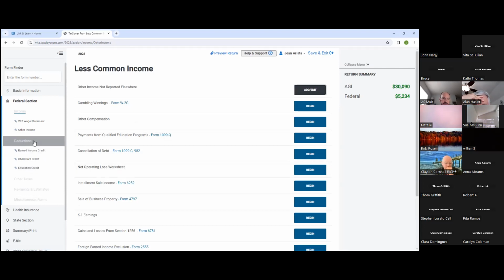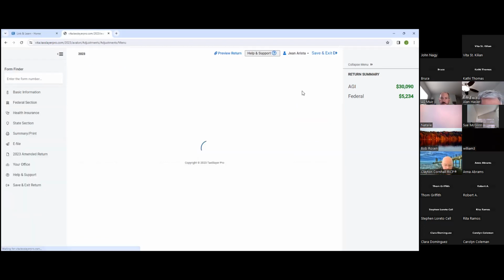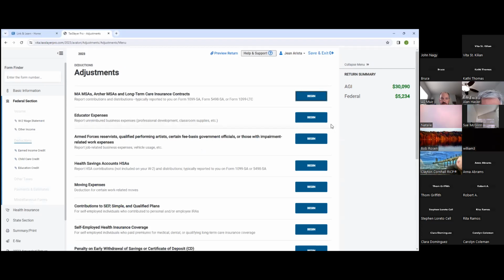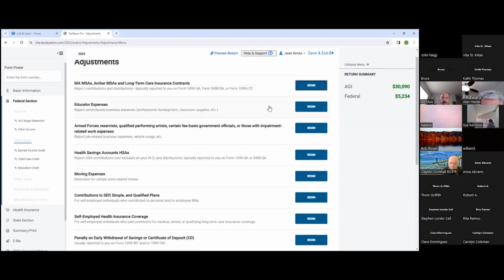So go over here to deductions. Don't know why that's recessed, but it is. And then here are your adjustments to income. And there's a whole bunch of ones you're going to see in the VITA program. We'll point those out. And so your educator expenses, this is going to be for your teachers K through 12. If they have unreimbursed expenses, and there's a limit to that. And if you have a married couple, they're both educators, then they can both get the educator expense.